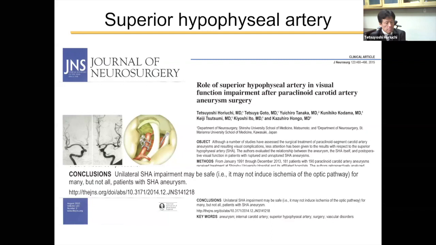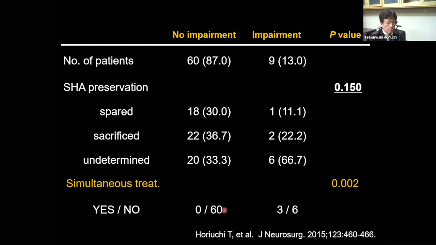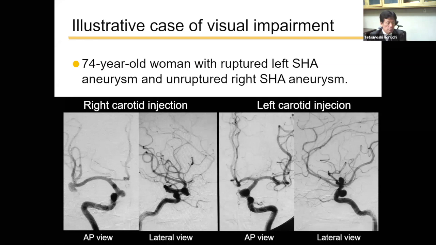This table shows clinical characteristics in the no visual impairment group and visual impairment group. SHA sacrifice had no effect on postoperative visual impairment. By contrast, simultaneous clipping surgery for bilateral paraclinoid carotid artery aneurysm was a significant risk factor for visual impairment. I will present the visual impairment case treated for bilateral superior hypophysial artery aneurysm simultaneously.